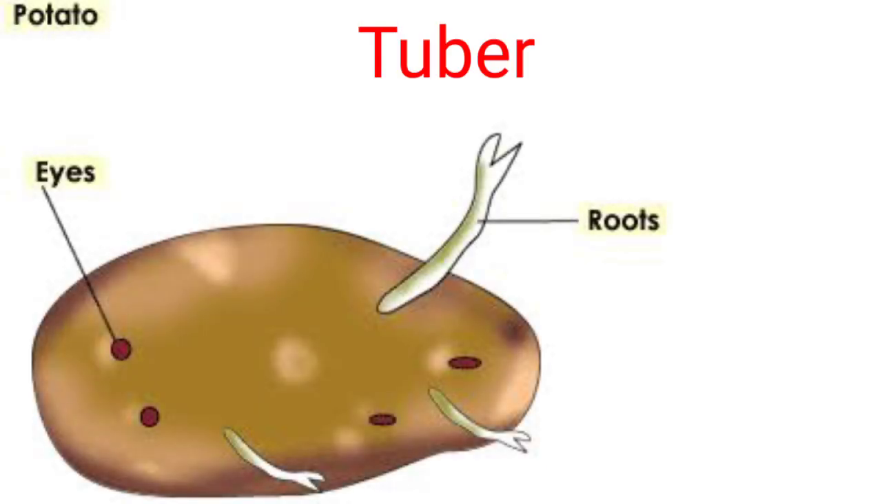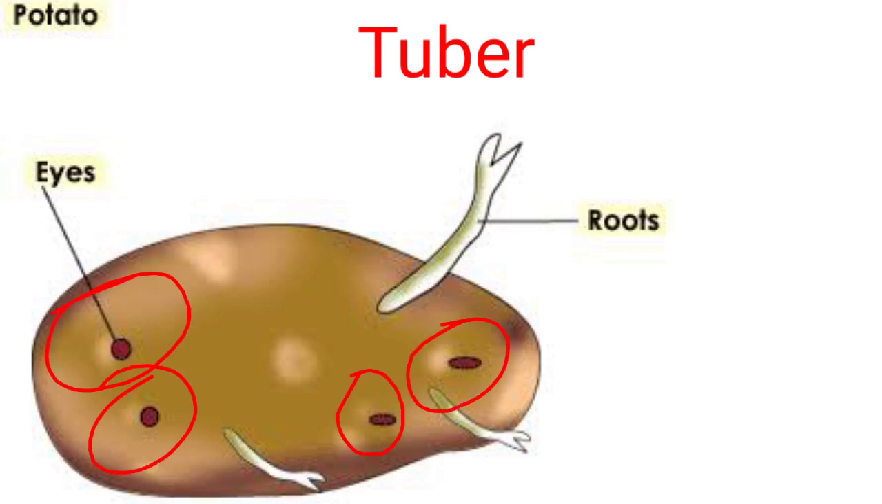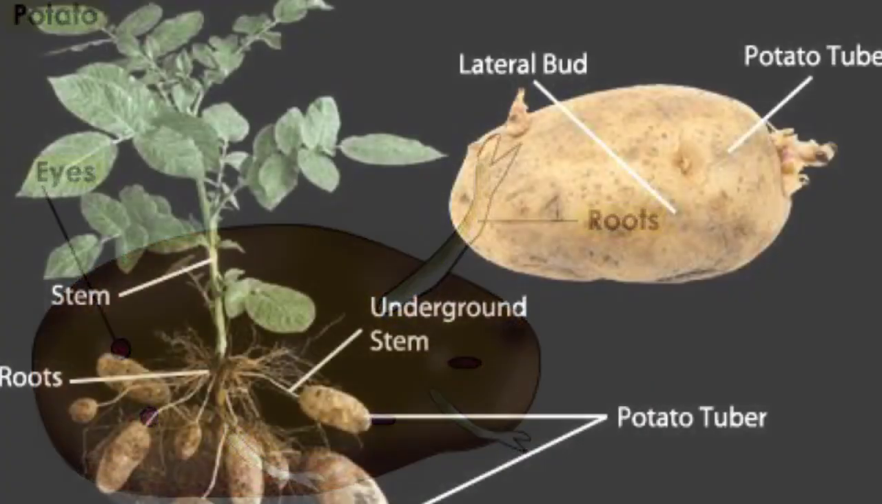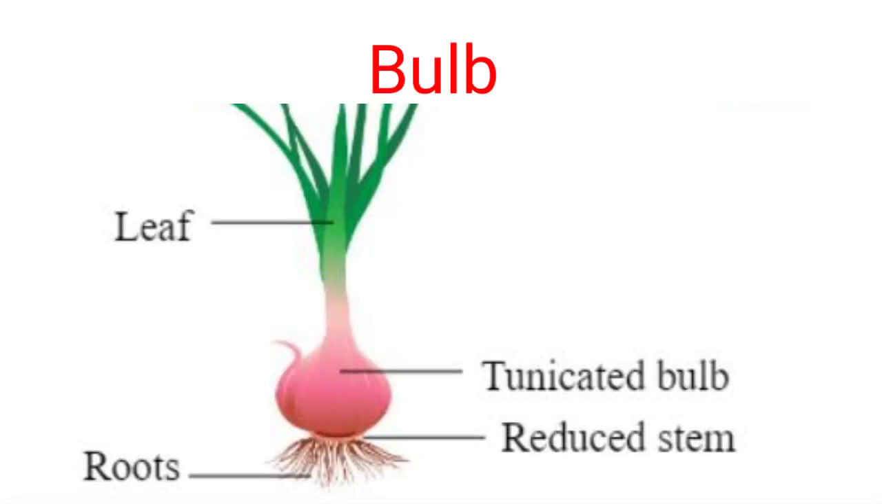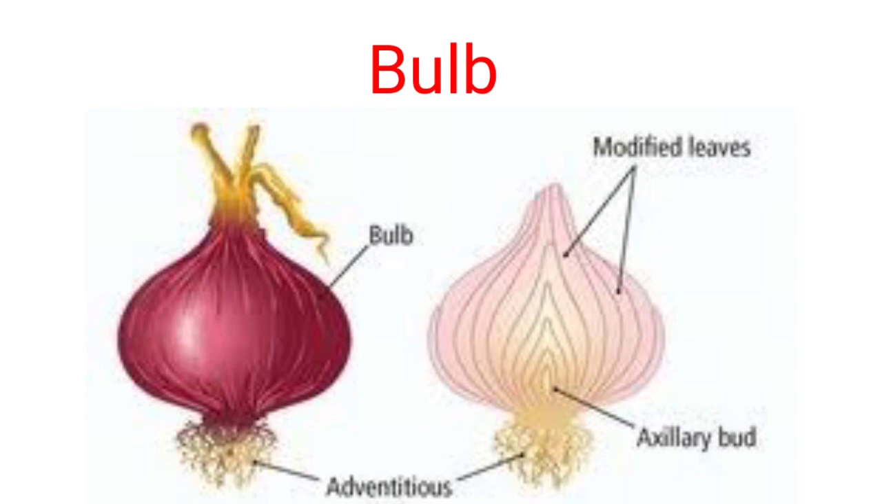Small depressions on potato that are known as eyes. These eyes have buds that can grow into a new plant and this one is known as tubers. In onion, the stem bears a terminal bud which grows into a new plant and this one comes under the bulbs. Bulbs have thick leaves which store food in them. Onion, garlic, tulip, lily, all are examples of the modified stems that are known as bulbs.